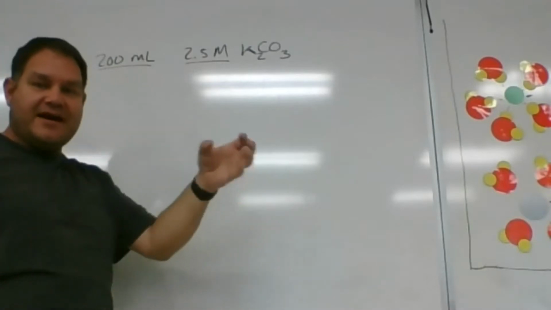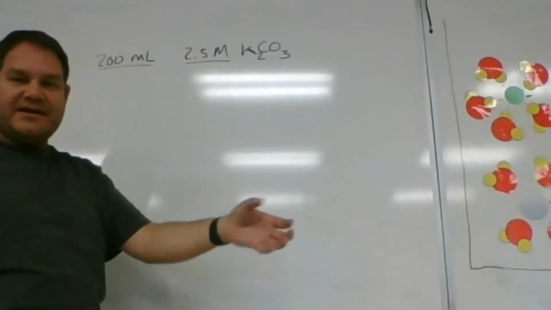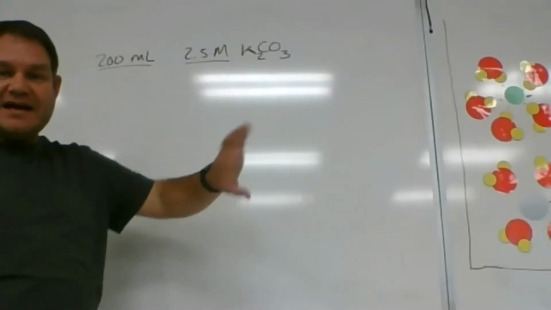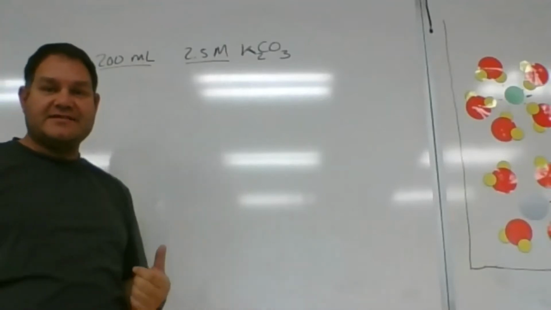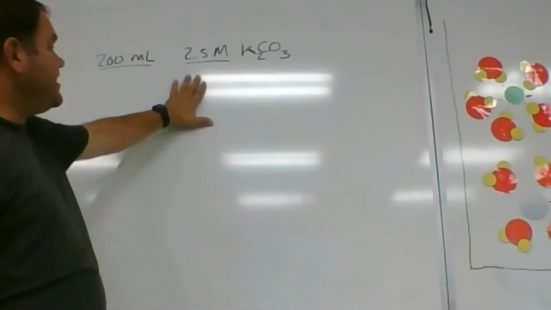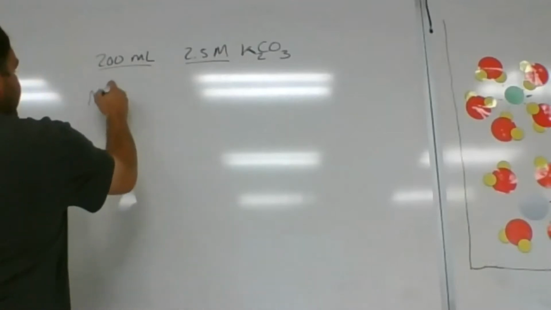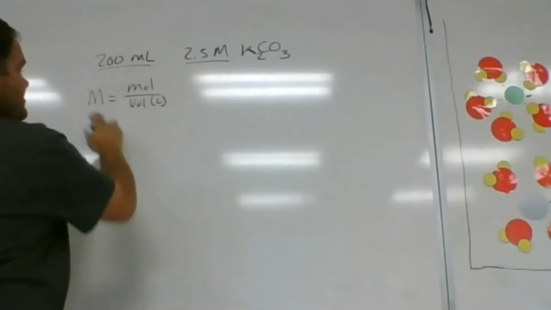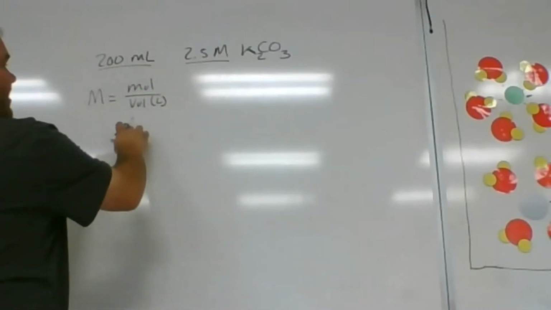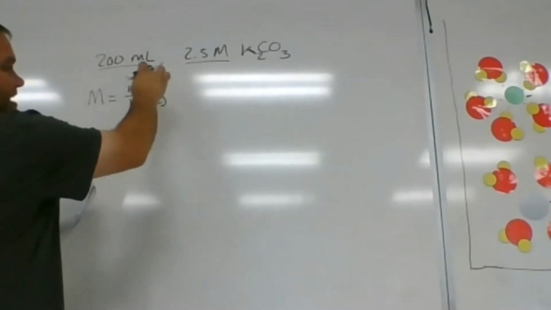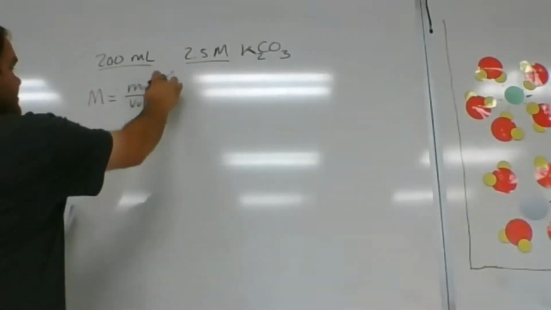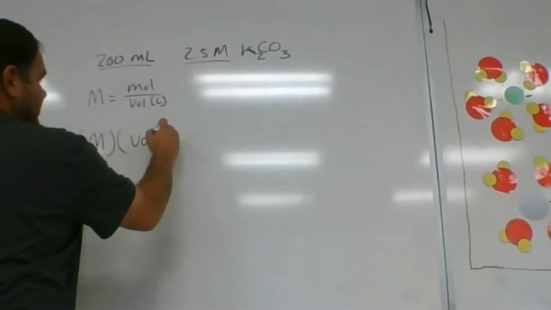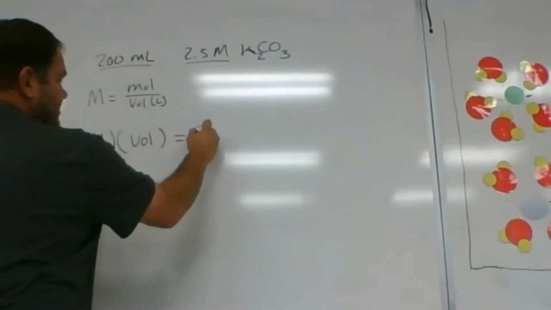Okay, so remember, if I had a bottle of potassium carbonate, I pour that into 200 milliliters of water. How much mass did I actually pour in there? That's what they're asking. So I need to find mass. I need to take my molarity, and remember, molarity is equal to moles over volume in liters. So I manipulate this equation to find the number of moles, because I cannot find mass unless I know the number of moles. So the molarity times the volume, again in liters, is equal to the number of moles.